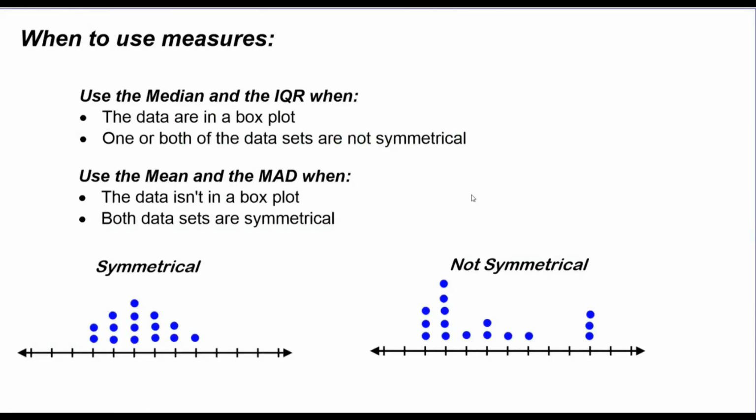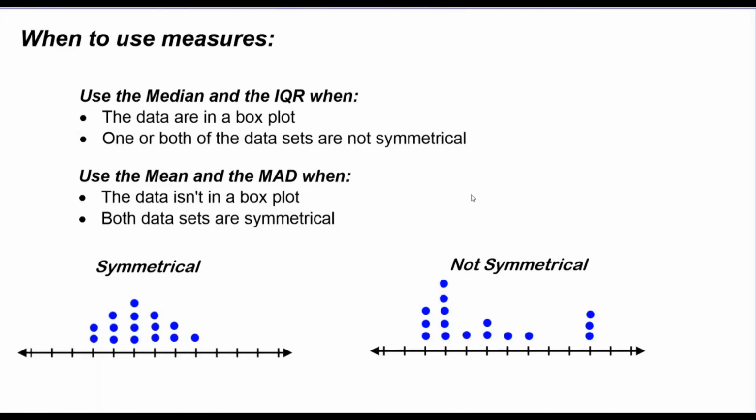How do we know when to use which measures, though? Should we use the median and the IQR, or should we use the mean and the MAD? Well, here are some helpful tips to decide when to use which ones. We should use the median and the IQR when the data are in a box plot. If you have a box and whisker plot, you cannot find the mean and you cannot find the MAD. So it's impossible. You have to use the median and the IQR if they're in a box plot. So that's an easy decision.